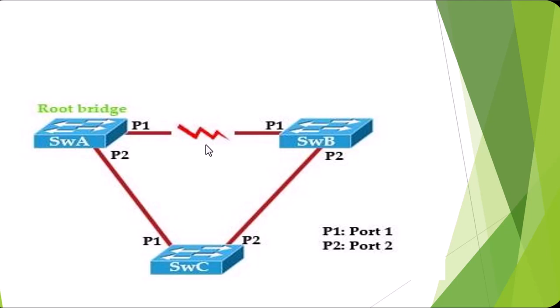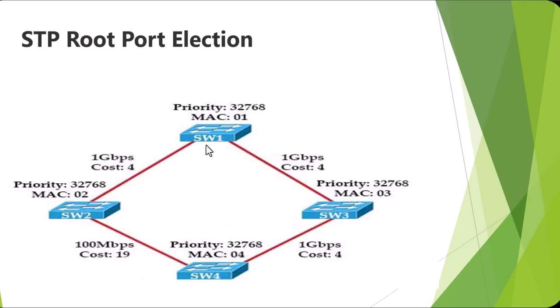Now I'm going to talk about how the process of root port election works. So, STP root port election. Suppose we have these four switches with these priorities and MAC addresses, and as you know, the bridge ID is a combination of bridge priority plus the MAC address.